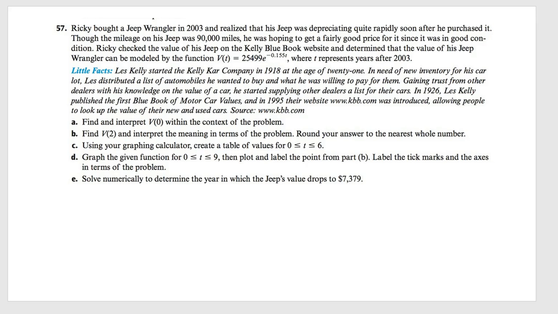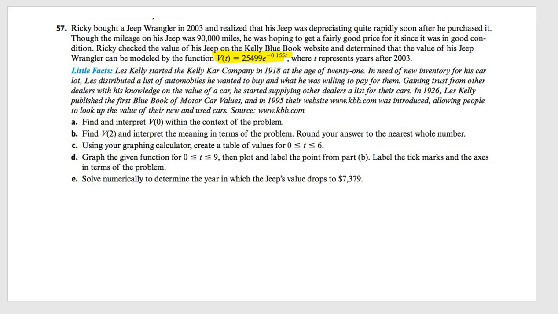Our last problem is a word problem. So I want you to make sure you do step 1, understand the problem. So pause the video and read the problem carefully. Okay, hopefully you read the problem and you understand that we're talking about how cars devalue. They depreciate over time. And we have a formula here, an equation that's been used to model what's happening.